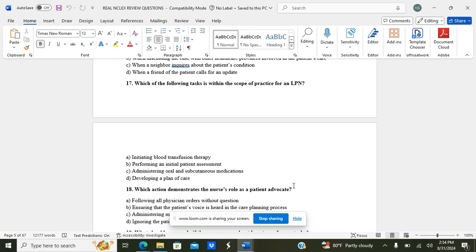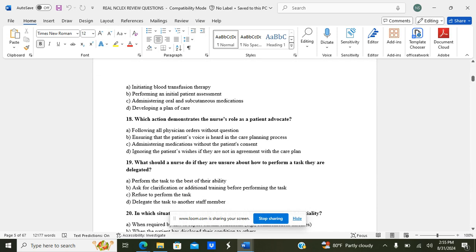C, administering oral and subcutaneous medication. Yes, the tasks for an LPN include this task. Some students ask what subcutaneous is. When the LPN helps the patient, for example, a little injection under the skin is called subcutaneous medication. C is the answer. Very good. Good job. So let's see 18.